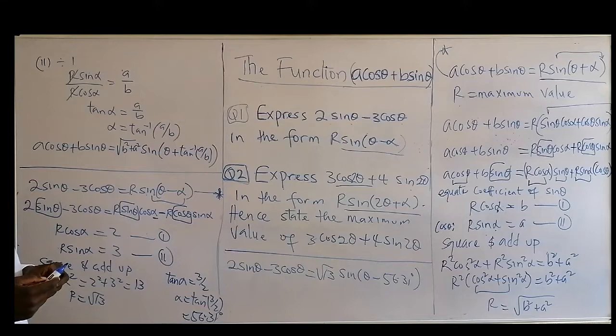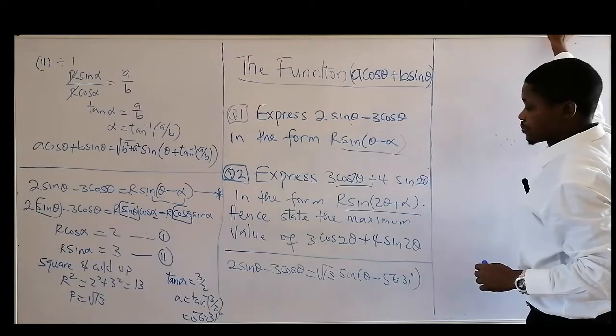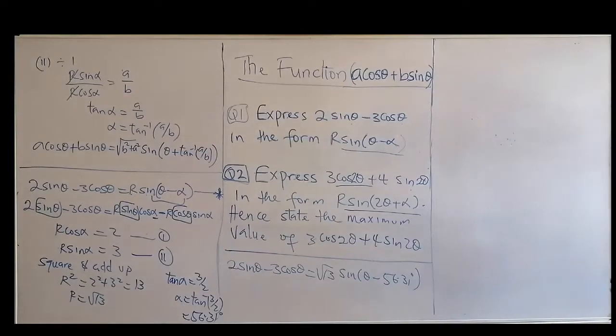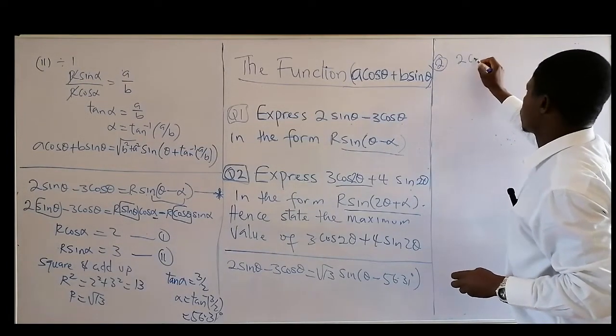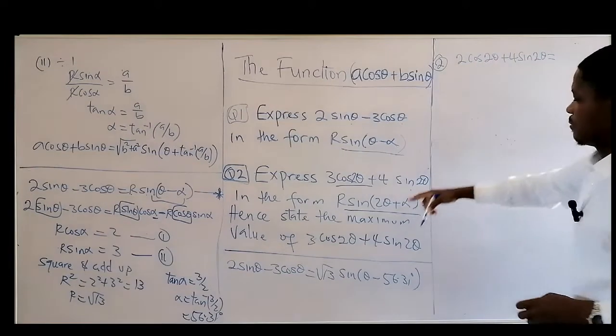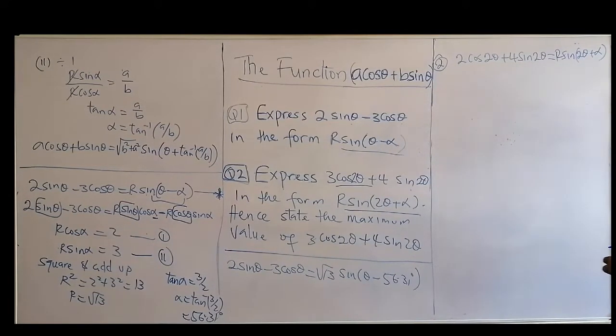Okay, let's go to question 2. Express 2 cos 2 theta in the form r sine 2 theta plus alpha. Okay, so this is what we have there.